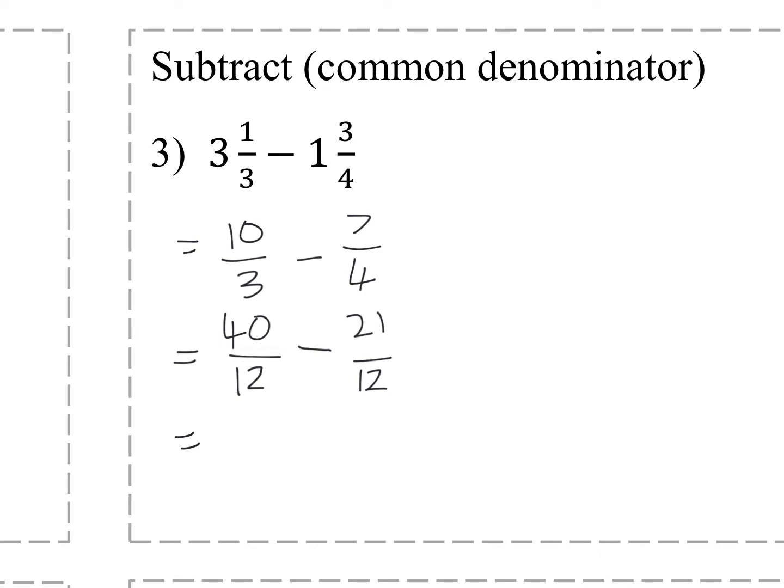If we subtract the 21 from the 40, we would get 19. Remember, the denominator stays as it is. So that's 19/12. Change that into a mixed number. 12 goes into 19 once, and 7 left over.